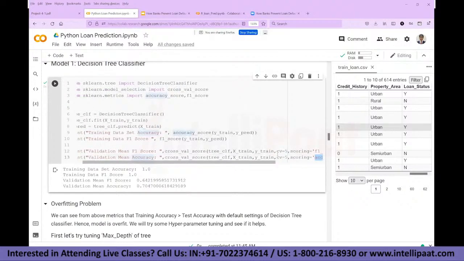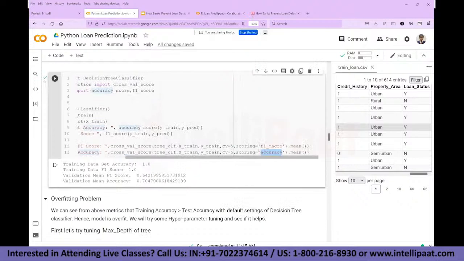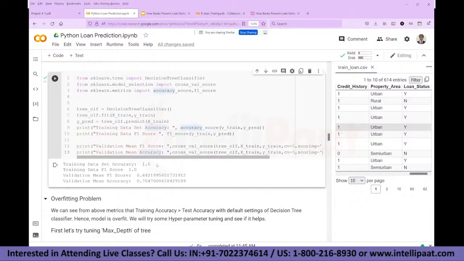So what I'm trying to do is I'm creating a cross validation, and I'm calculating the mean of all the cross validation for all the 5 scenarios that I'm doing the cross validation for, and then I'm getting the mean F1 score and mean accuracy. In that case, I'm getting the mean F1 score 64% and mean accuracy as 70%, right?